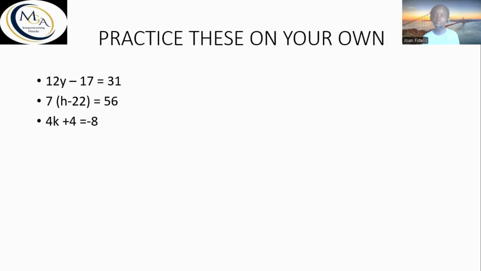Okay, so I hope you've understood all that we've covered and learned in this topic and in this lesson. This is something for you to practice more so that you can get your 2-step equation skills high. 12y minus 17 is equal to 31. 7 brackets h minus 22 close the brackets is equal to 56. 4k plus 4 is equal to minus 8. So remember to use 2 steps. First, either addition or subtraction. Next, either division or multiplication.